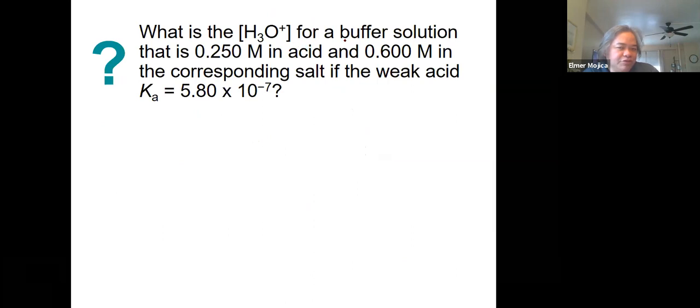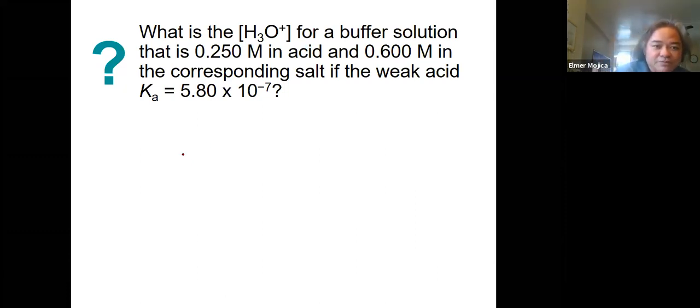What will be the concentration for a buffer solution that is 0.25 molar in acid and 0.6 molar in the corresponding salt if the weak acid has a Ka of 5.8 times 10 to the negative 7? So instead of asking for the pH, it asks for the hydronium ion. But if you're going to solve it, it's just the way you solved the previous problem.